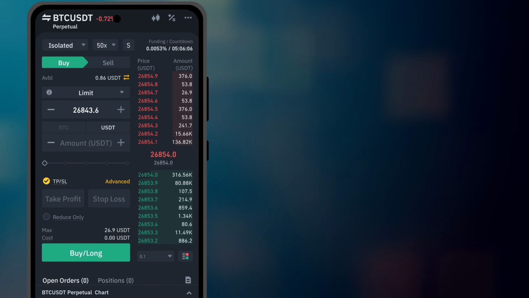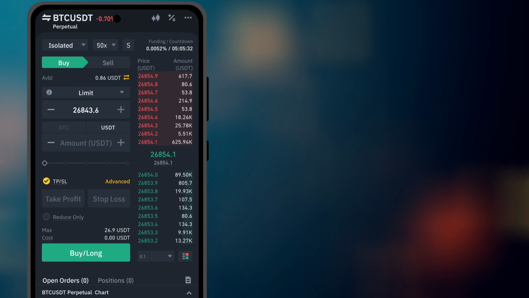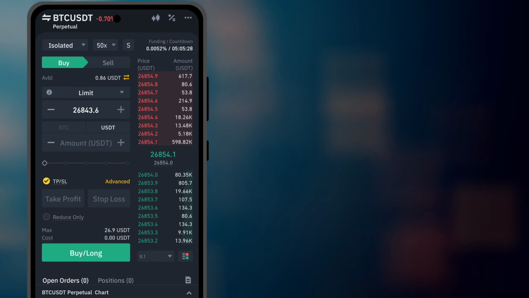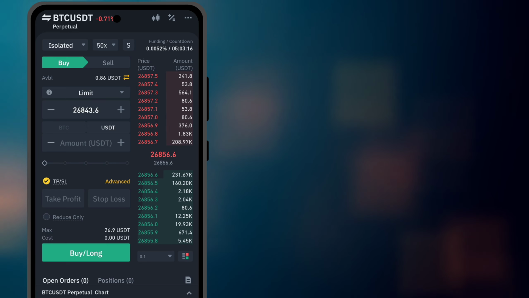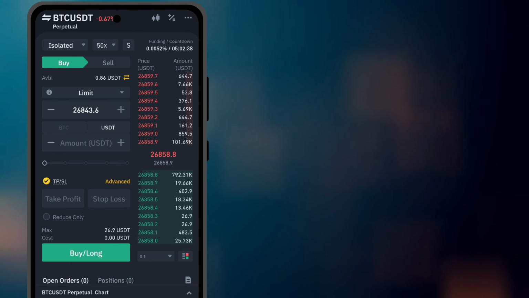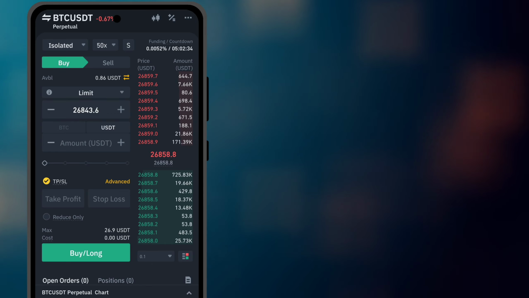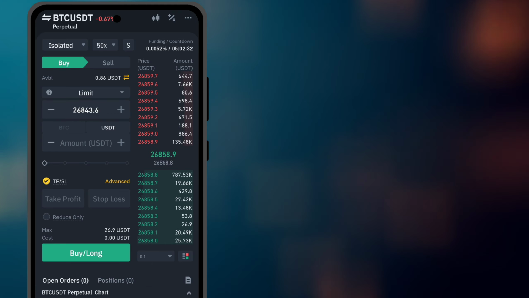Now, before I show you how to enter a trade on this futures market, let me explain everything you need to know about this futures market and the functionality this page has to offer to you. And I will begin with what is actually futures trading. Futures trading is a system of trading where you buy crypto assets or futures contracts at a predetermined price. So, in simple terms, futures trading is like making a bet or prediction on the future price of a crypto or an asset in a market. That is why it is called futures trading.